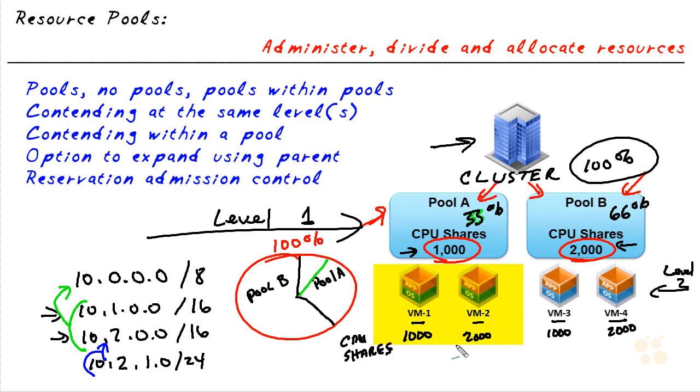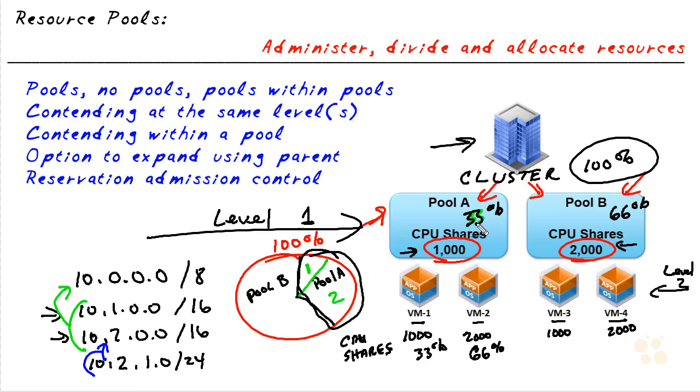Because there's 3,000 shares there and VM1 has 1,000, he's going to get about 1/3 of that. And VM2 is going to get about 2/3 of that. So this is VM1 and this is VM2. We have about 33% for VM1 and 66% roughly for VM2. But I want to make sure it's clear that this 33% is 33% of pool A, which is only this much of the pie right here.